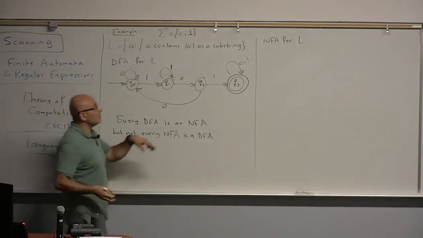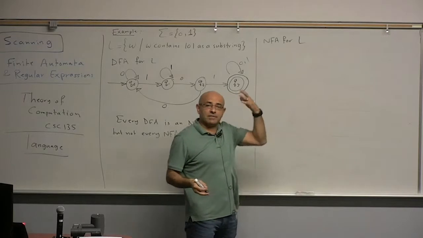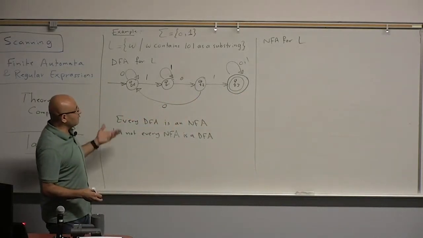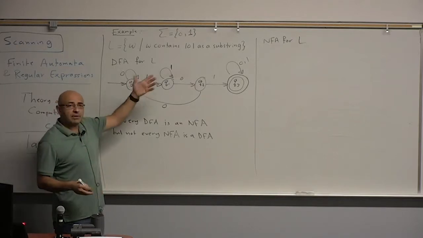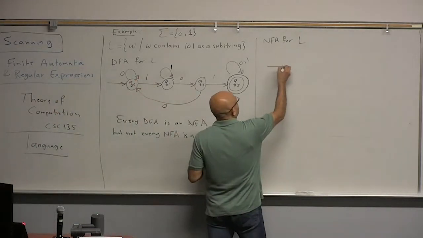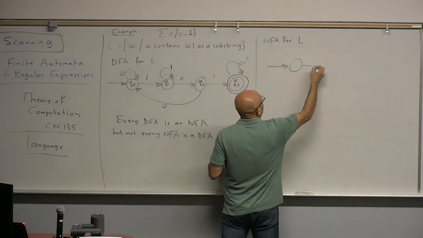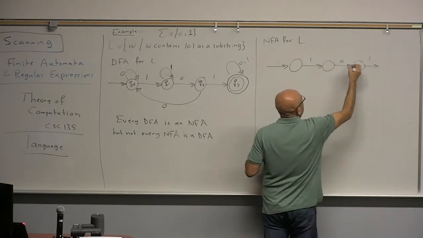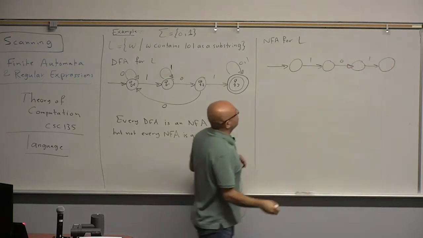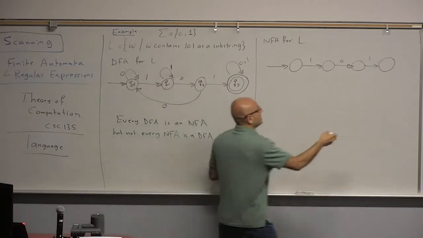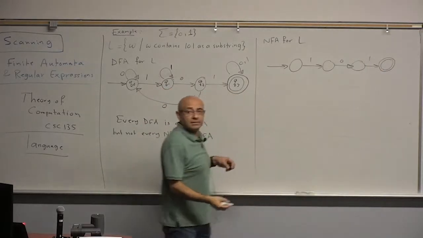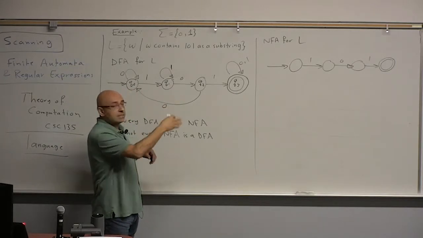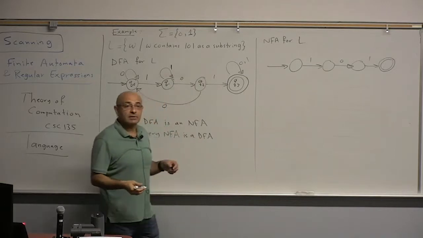But let's now write an NFA taking advantage of the convenience and the flexibility of the NFA. We don't have to think about everything. For an NFA, we can just say, okay, in order to have this substring, all I need is 1, 0, 1, and this is my accept state. What else do I need to add in order to make this a valid NFA for this language?